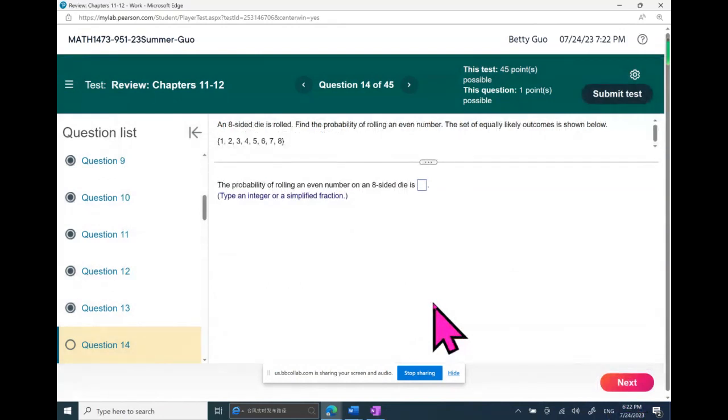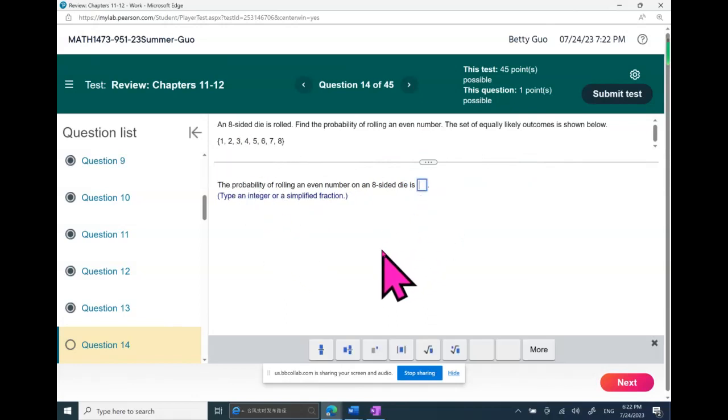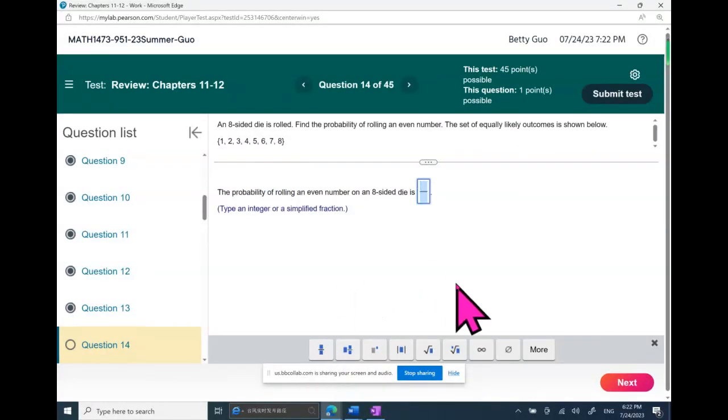Next question is about probability. An 8-sided die is rolled. Find the probability of rolling an even number. The set of equally likely outcomes is shown below. So among the numbers, how many of them are even? Half of them are even, right? 2, 4, 6, 8. So the probability is 1/2.